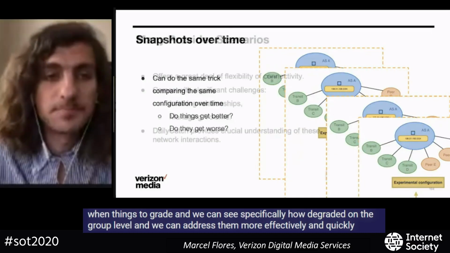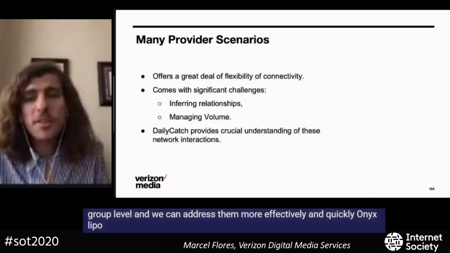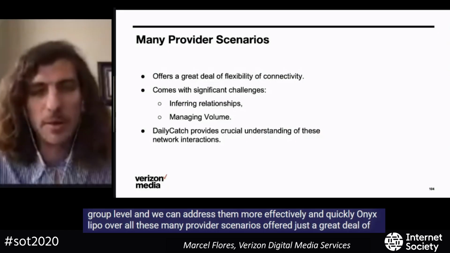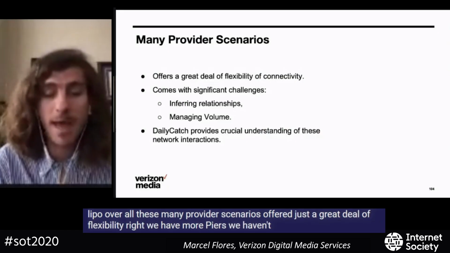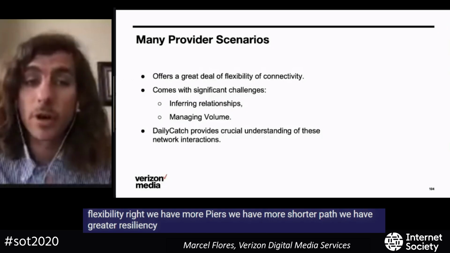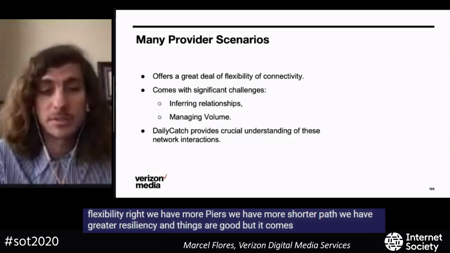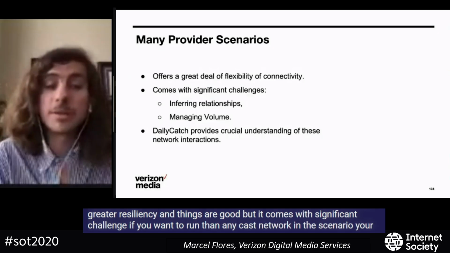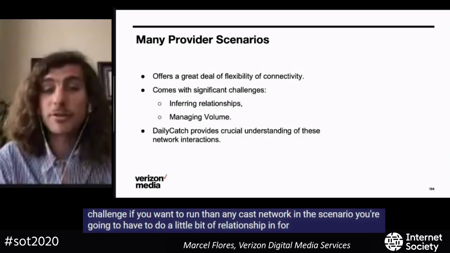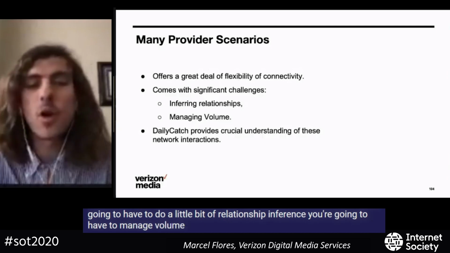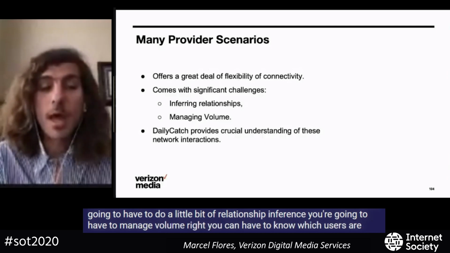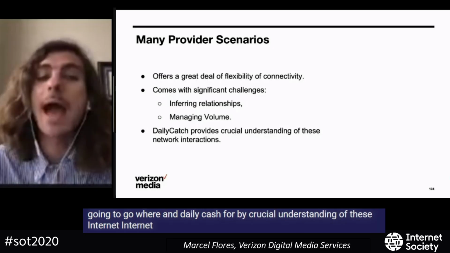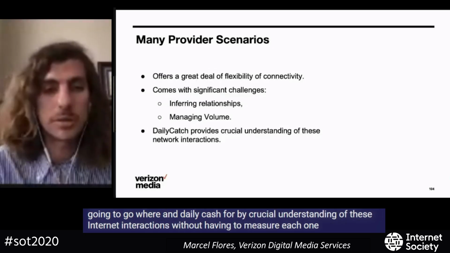Next slide, please. So overall, these many provider scenarios offered just a great deal of flexibility, right? We have more peers, we have shorter paths, we have greater resiliency, right? Things are good. But it comes with significant challenges, right? If you want to run an Anycast network in this scenario, you're going to have to do a little bit of relationship inference, and you're going to have to manage volume, right? You're going to have to know which users are going to go where. And DailyCatch provides crucial understanding of these interactions without having to measure each one individually.